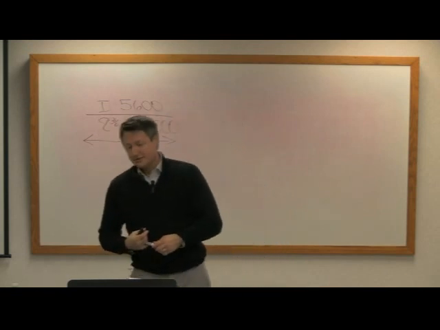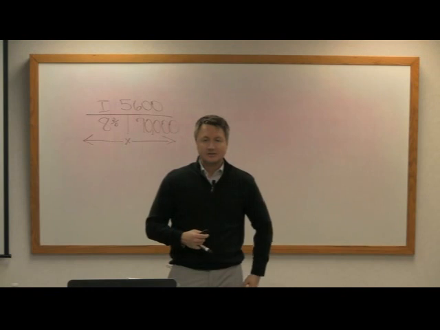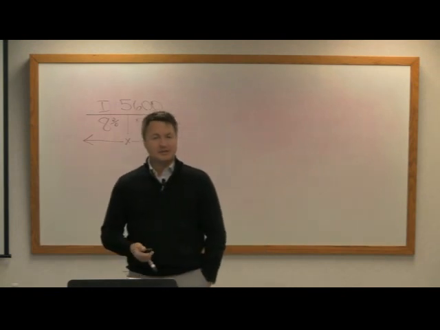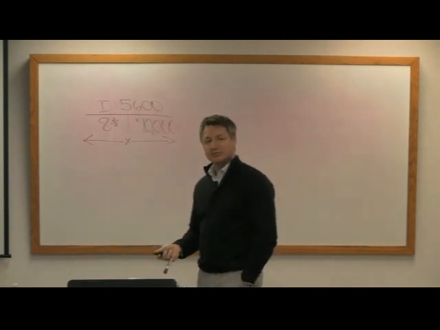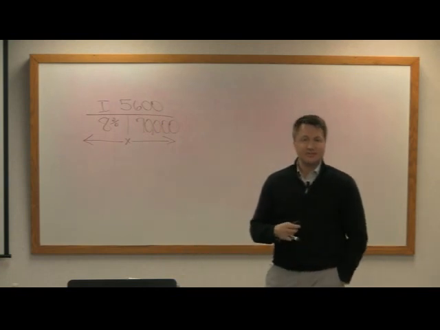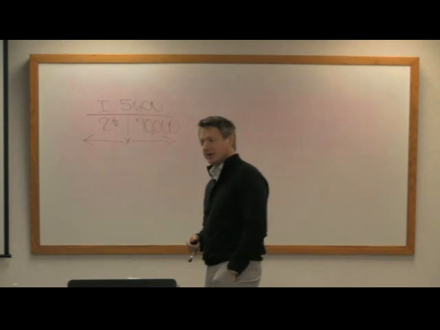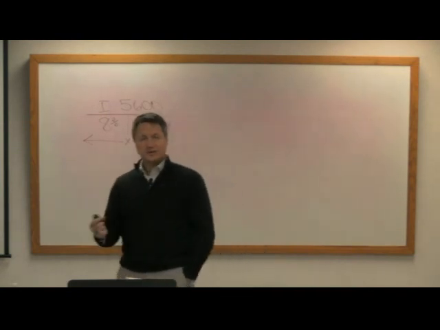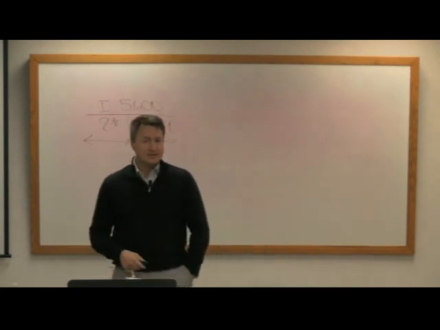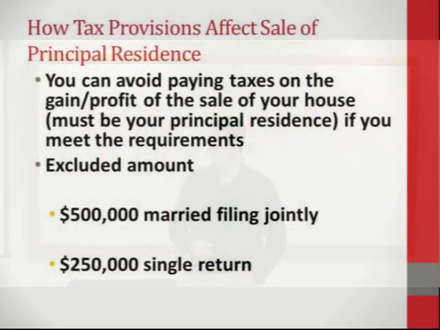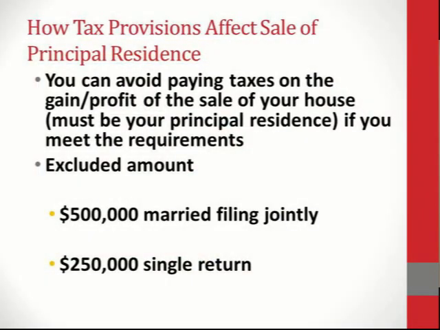The next portion in your book goes over capital gains, and there's a math formula that goes with it. Chances of you seeing a math formula for capital gains on your exam is pretty slim, but you will have to know these exemptions, and you'll also be able to use these in the real world. So you can avoid paying taxes on the profit or gain of the sale of your principal residence, if you meet these exclusions.